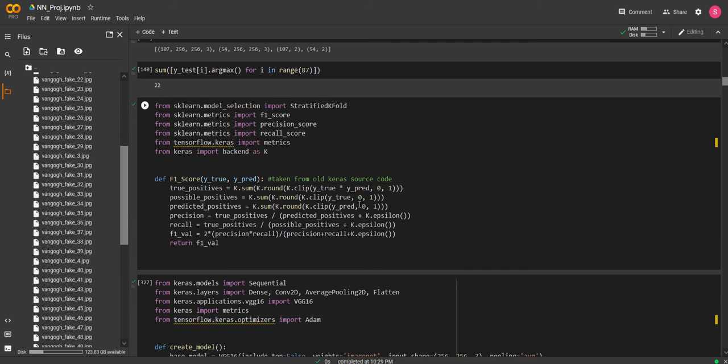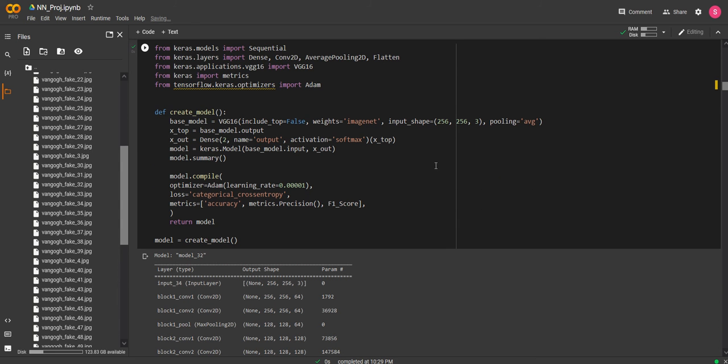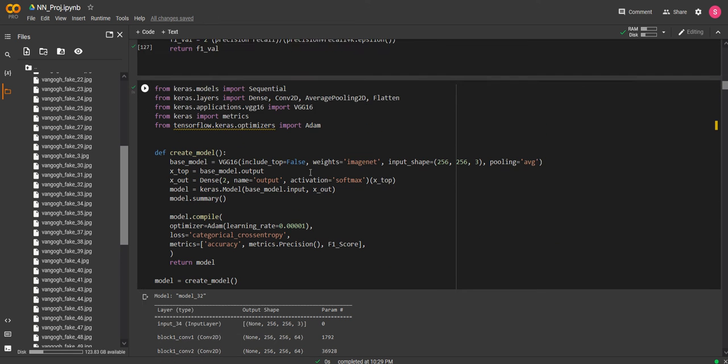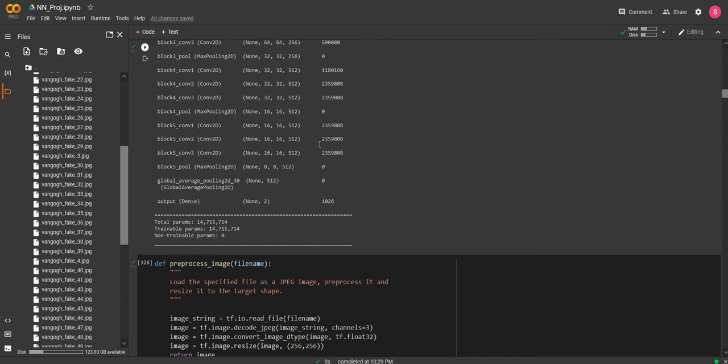Once we've done that, we define some metrics here, and this is our first model. The first classification model that we tried is the VGG16. For this model, we add a dense layer at the end with two outputs, of course, because it's binary classification, whether it's made by Van Gogh or not, with softmax activation. And the model was trained. You can see the different layers, since VGG16 has a lot of layers.